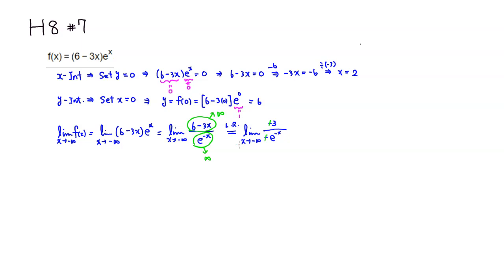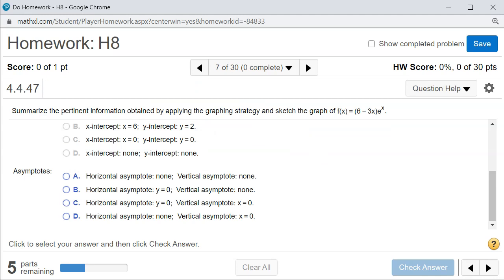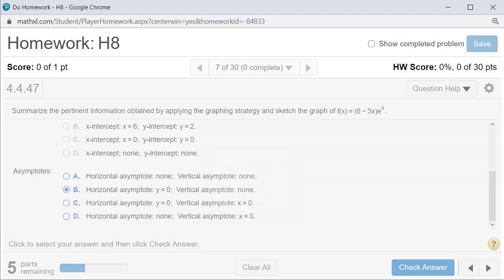We know that as x approaches negative infinity, e to the negative x approaches positive infinity. 3 divided by a really big number is going to approach 0. So which means that y equals 0 is its horizontal asymptote, but there's no vertical asymptote. So here, horizontal asymptote is y equals 0, and vertical asymptote none. All right, let's check the answer. All right, we got that.